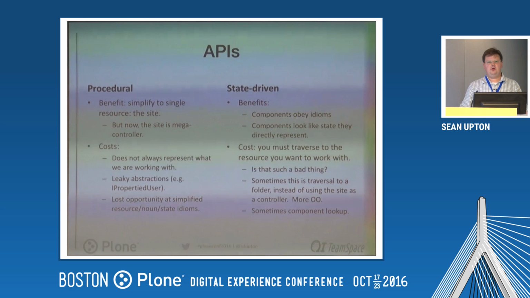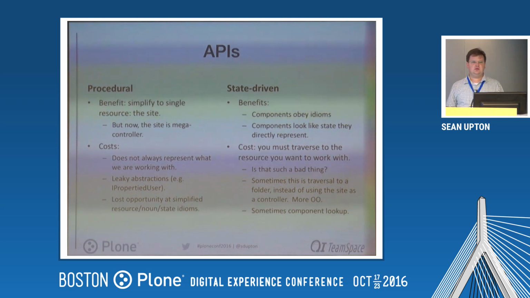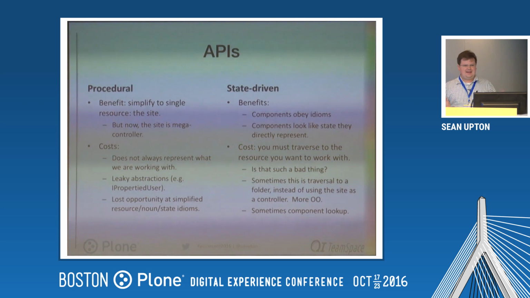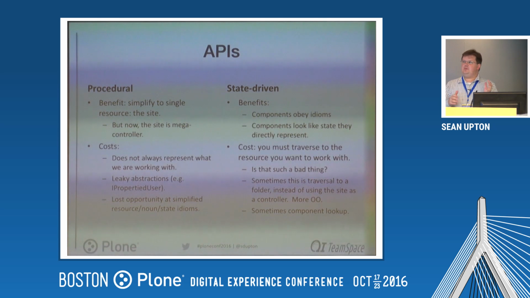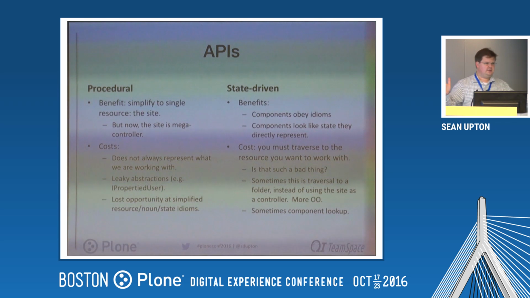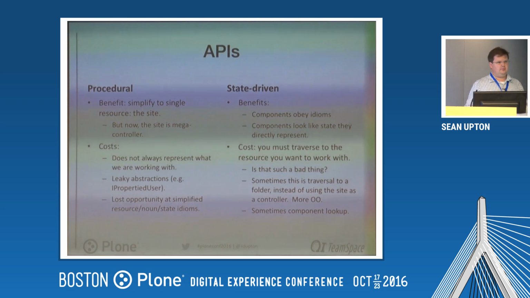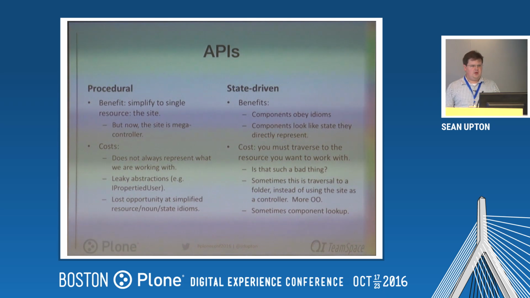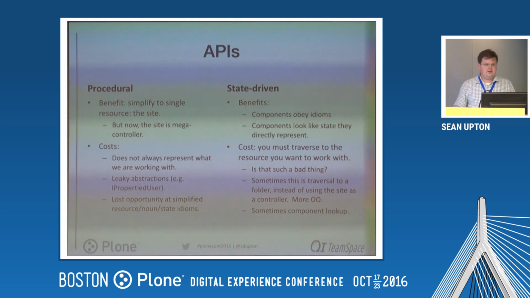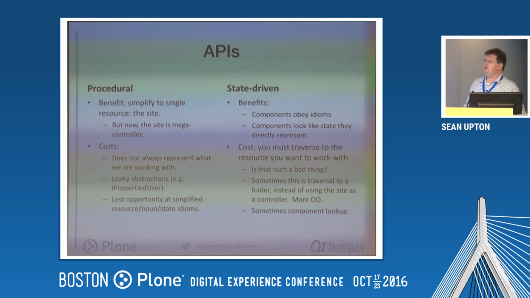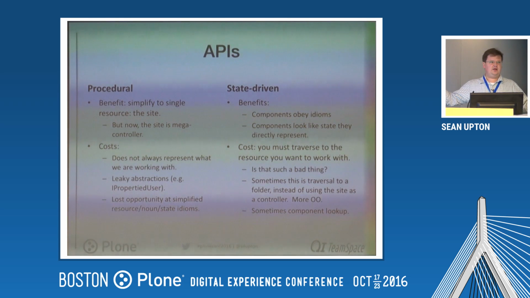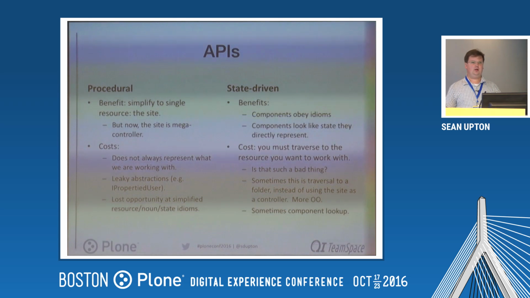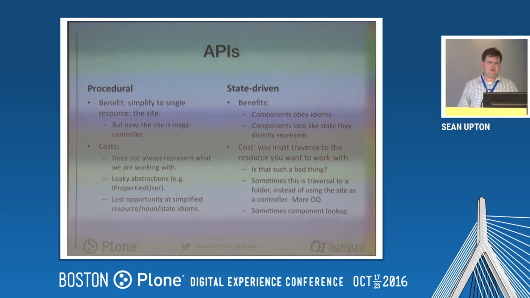But when you pair the component architecture with things like graph traversal in Zope, my sense is that the procedural API is a way to try to hide the ZCA from you. And my argument would be eventually that abstraction leaks. But the procedural APIs have some benefit. They certainly simplify things, but now the site is sort of a mega controller because the site is the only resource you're working with. In Plone.api, that's typically the case.